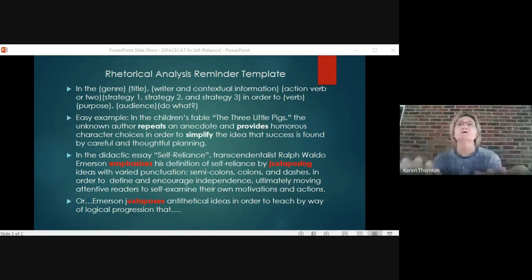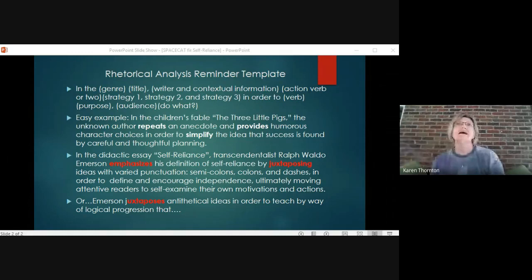So it's "In the blank," so in the essay, in the speech, in the letter, whatever it is, and then you're going to give the writer and the contextual information, and then you're going to give an action verb, and then you're going to explain the three different strategies that are used. Remember, it cannot be diction and syntax and figurative language. It can't be that. It's got to be more specific than that, and it can't be ethos, pathos, and logos. So you have to be very specific about what these strategies are. "In order to" blank, you want a really strong verb here, and then to convince the audience, or to what?